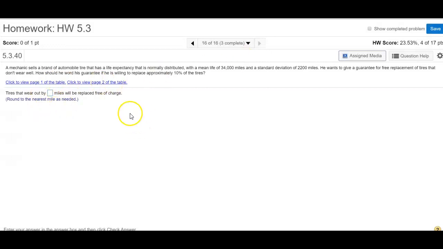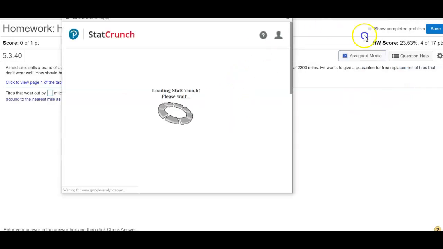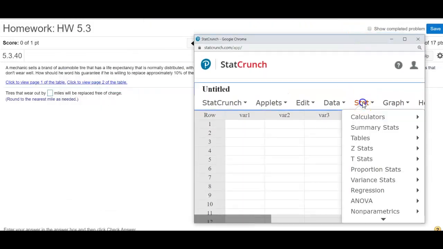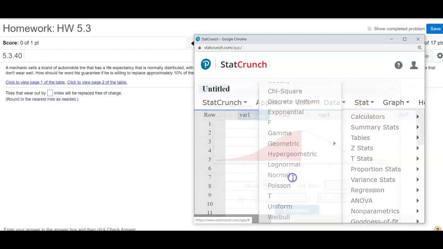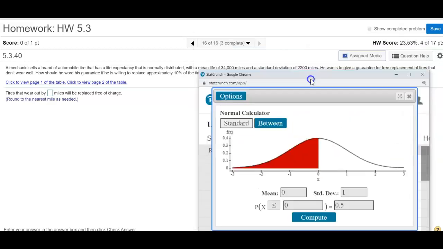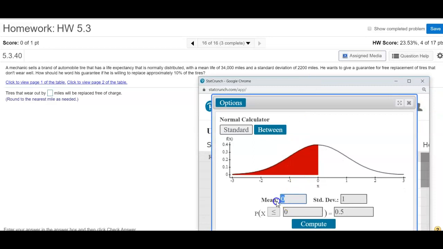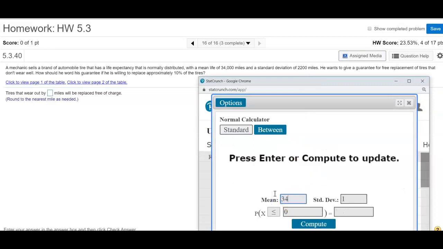Okay, let me quickly go ahead and show you number 16. A mechanic sells a brand of automobile tire that has a life expectancy that is normally distributed. Again, when they say normally distributed, you go to your StatCrunch, stats, calculators, and normal, right? And you're going to plug in your mean life of the tire, which is 34,000. How many zeros? 1, 2, 3. Standard deviation is 2,212.